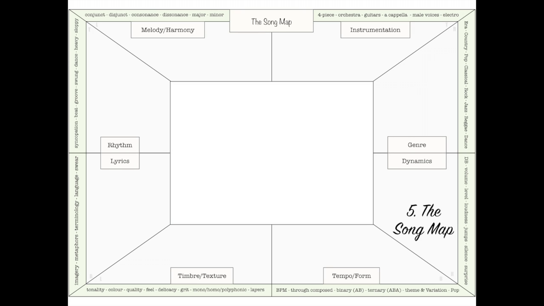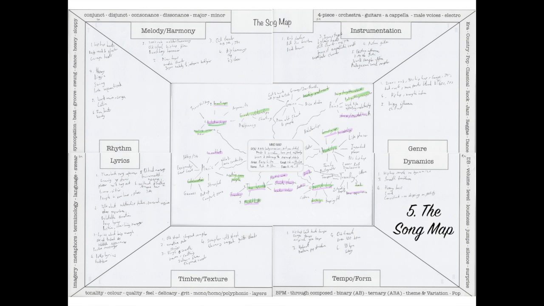How it works is that the mind map from the first step is placed in the middle of the song map. The POV that we have just created, that is based on our user, is written in the middle of the mind map. And then we link our first ideas, these emotions, feelings, trends, and so on, to these musical elements that you can see around the song map. Melody and harmony, instrumentation, rhythm, lyrics, genre dynamics, timbre, texture, tempo, and form.